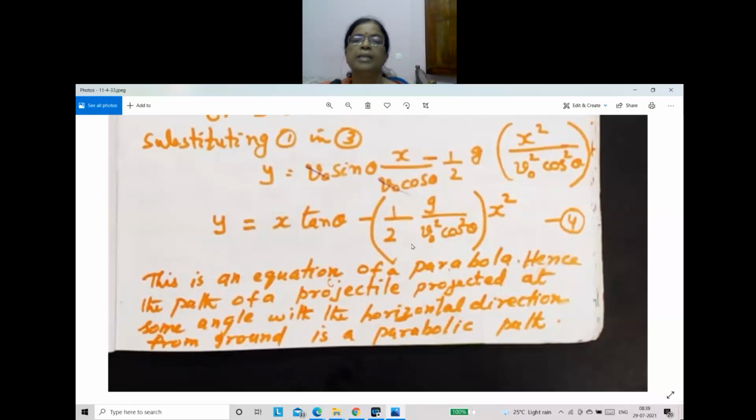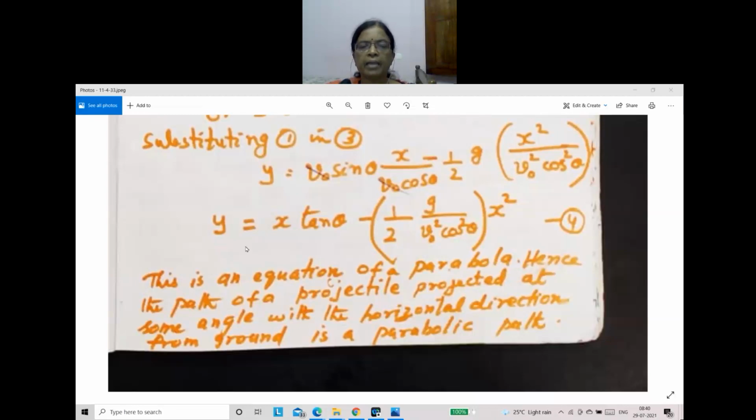You might have heard that y equal to mx plus c is the equation for a straight line. y equal to ax plus bx square is the equation for a parabola. So now this equation is in the form of a parabola. When you plot a graph between y and x with this equation, we get a parabola. So this is the equation for a parabola, children. Here this is the proof for showing that the path of the projectile is a parabola.